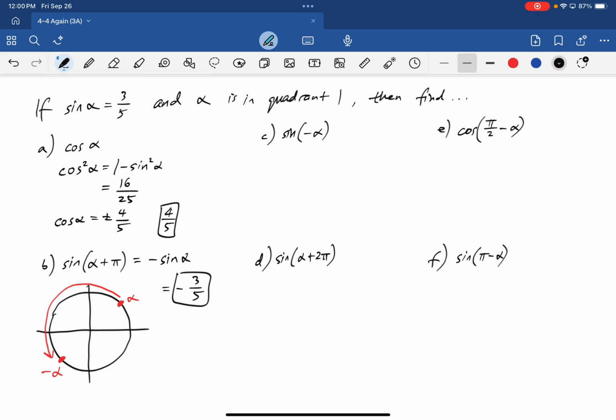What? Wait, I didn't mean to write negative. Meant to write alpha plus pi.